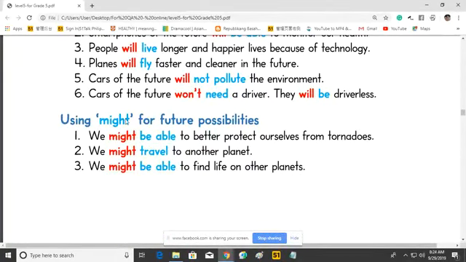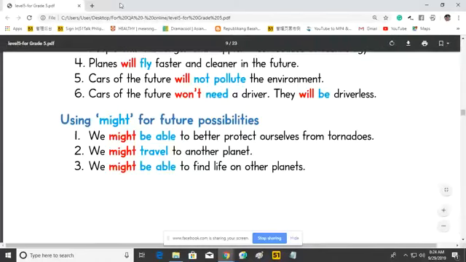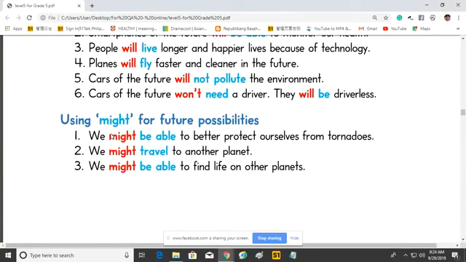Now let's try to read using might for future possibilities. So when you talk about the future, you can also use might. So we can say, we might be able to better protect ourselves from tornadoes. And number 2, we might travel to another planet. Number 3, we might be able to find life on other planets.